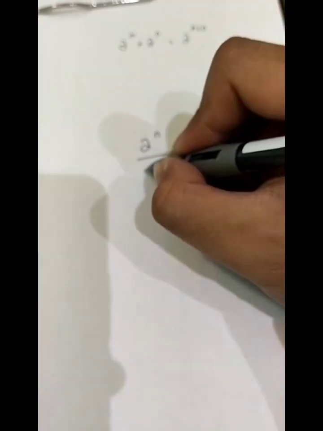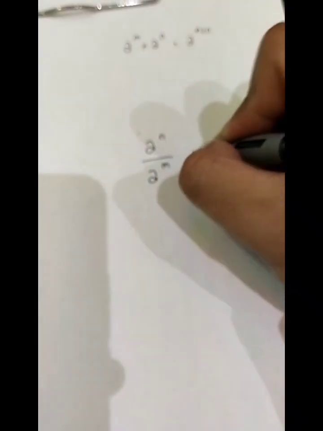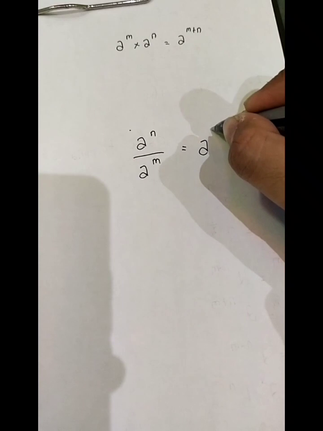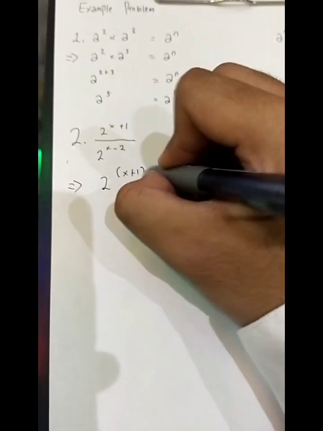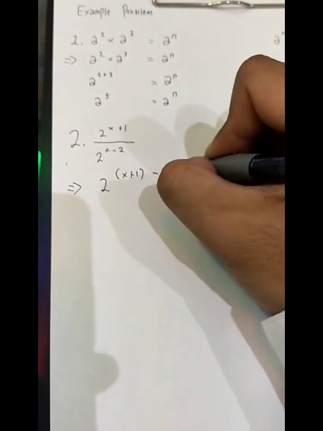Always remember the basic formula for indices, which states that a raised to the power of n divided by a raised to the power of m equals a raised to the power of n minus m. It's minus since it was divided. Remember that. So we have 2 raised to the power of (x + 1) minus (x - 2).